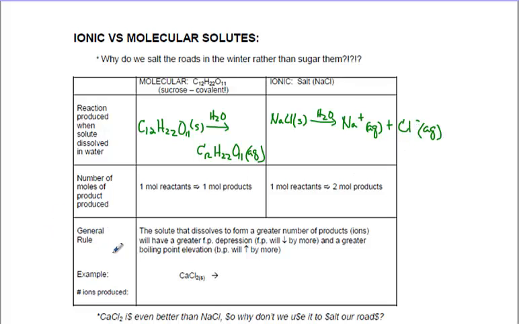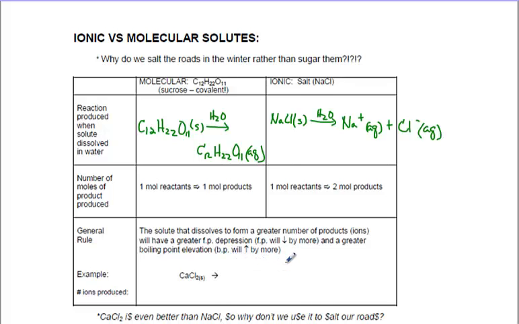So the general rule is that the solute that dissolves to form a greater number of products, or ions, will have a greater freezing point depression. That means the freezing point will decrease by more, and a greater boiling point elevation, which tells us that boiling point will increase by more.